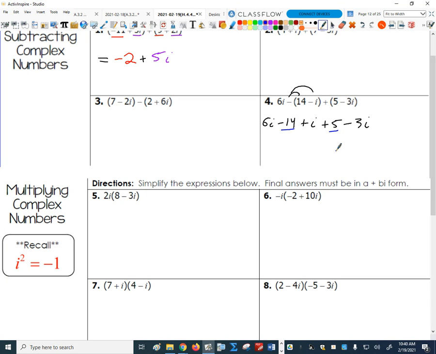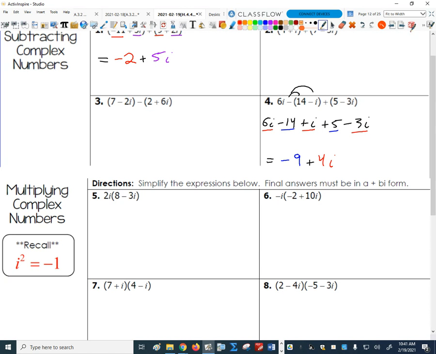Well, there are my real parts I can add up, right? So I'm going to get negative 14 plus 5 is negative 9. And then I'll add up the imaginary part. 6i plus i is 7i minus 3i is 4i. Okay, we good? No big deal. I'm not going to spend any more time on that stuff for you guys. That's all you need to see.